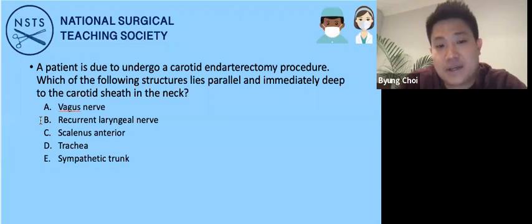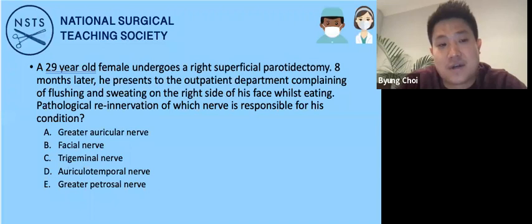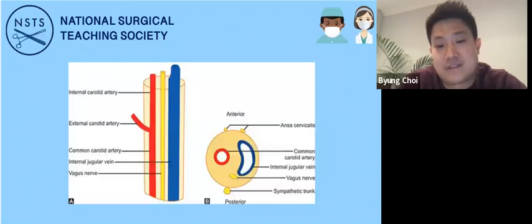Now, again, with B, the recurrent laryngeal nerve, you know that that's a branch of the vagus itself, and it branches off quite deep, more within the thorax itself rather than within the neck. And that's where the procedure is happening. So it's unlikely to be B. And if I show you this slide here, it's a schematic of the carotid sheath.